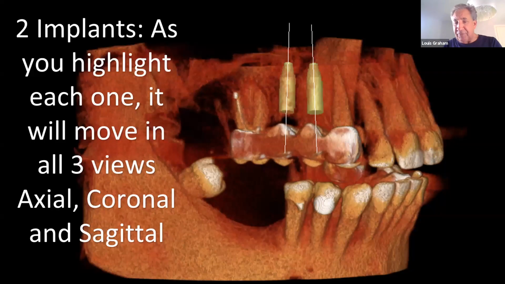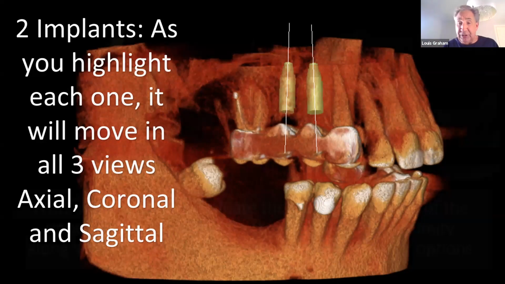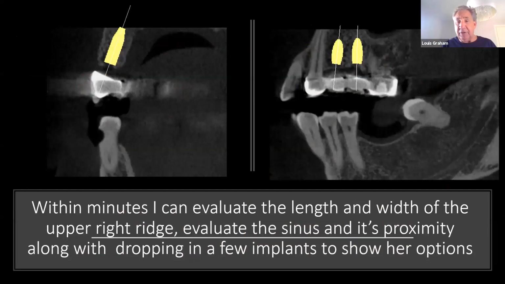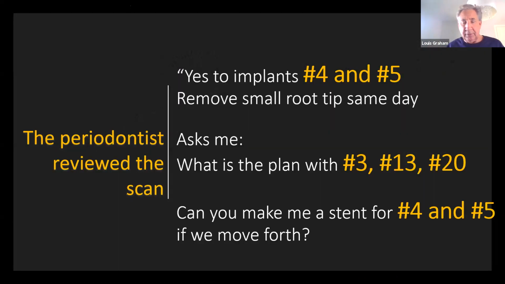When she comes back for her second visit, I've already got everything ready for her. We have plenty of bone. I've already spaced them accordingly the right way, and we can do 2 implants however she wants to go. I have enough room, and here's the coronal view, here's the sagittal view. I sent this to the periodontist, and he goes, we absolutely can do implants in 4 and 5.